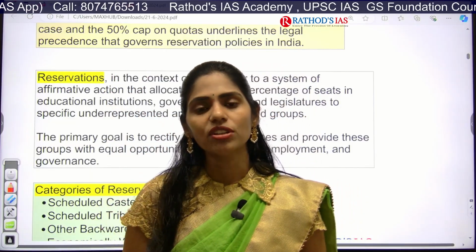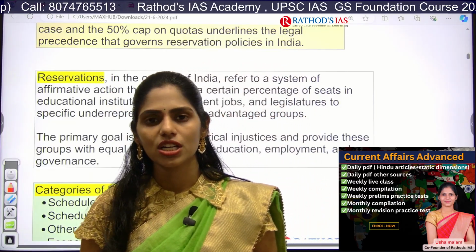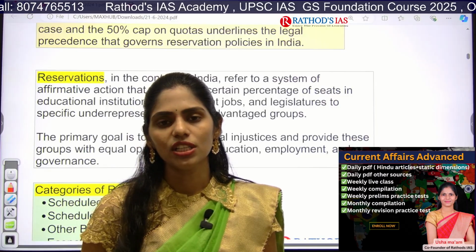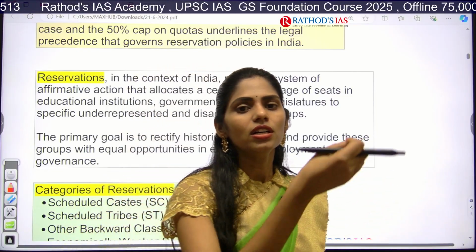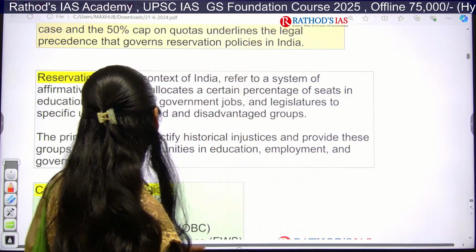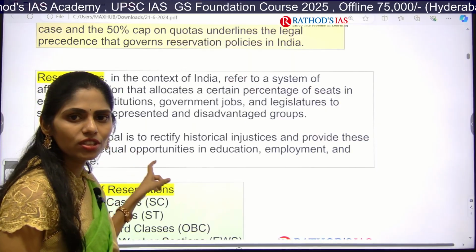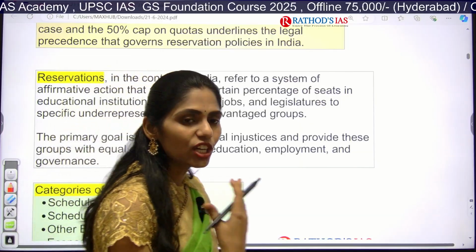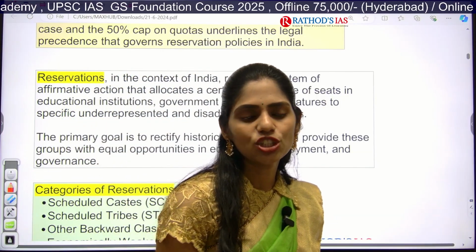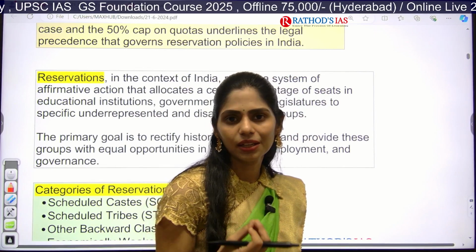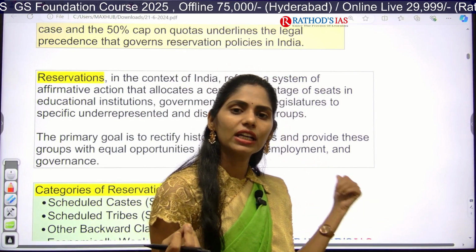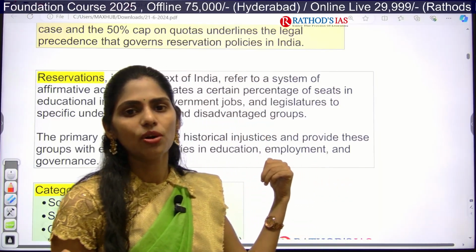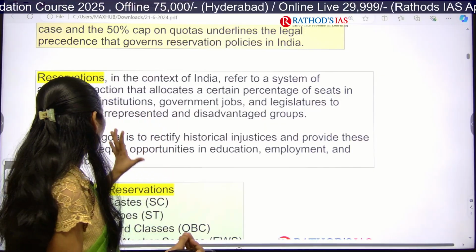So after we got independence in 1947, our government provided some affirmative action, some positive support to those people, and that came up as the concept of reservation. So we can ensure proper representation of people who were discriminated against in the education system, in jobs, etc., if they get this positive affirmative action from the government side. So this is the concept of reservation.